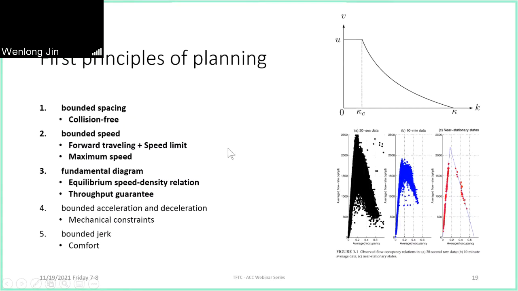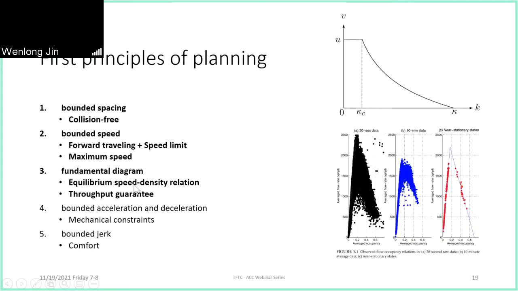Now let's get to the first principles. First principles should be very simple and already common sense, like being collision free, and vehicles should be forward traveling. There's a speed limit, and we also tend to maximize the speed for efficiency, subject to all kinds of constraints.